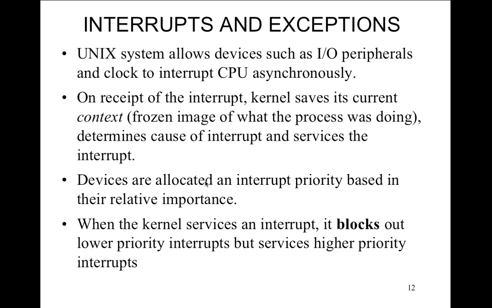So everything is essentially queued, and the state of the process is frozen so that the kernel can actually deal with the information. So devices are allocated an interrupt priority based on their relative importance. In most systems, the kernel is higher priority than the user mode. So all of the processes are definitely running more often, and they're getting more CPU time. So when the kernel services an interrupt, and here we have the bolded word blocks, because it does block. It blocks out lower level interrupts so that the higher level interrupts can work.